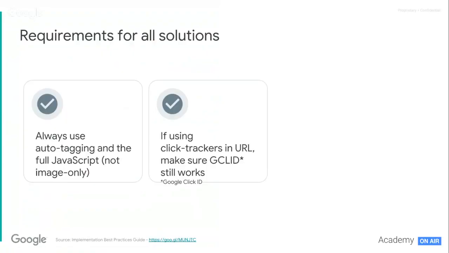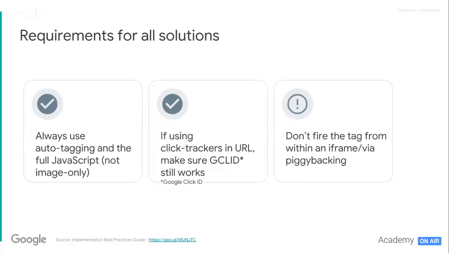Secondly, some of you are using so-called click trackers. You're appending certain parameters to your URLs. Now, you can absolutely do that, but you need to make sure that the Google Click ID or the gclid is captured, as that actually bears the information of the actual ad click that we can revert the conversion back to.